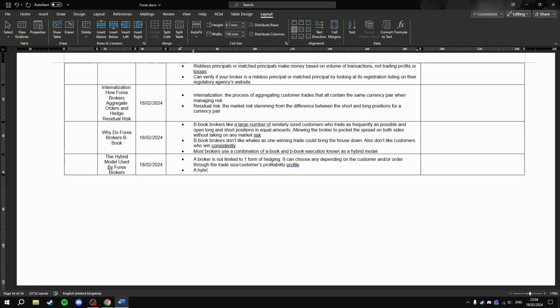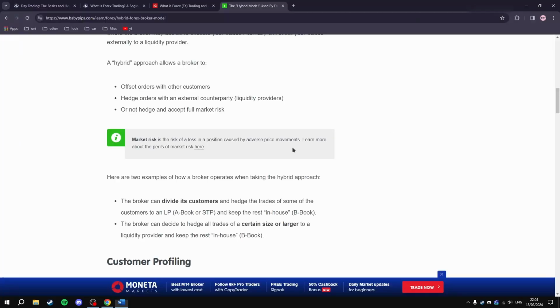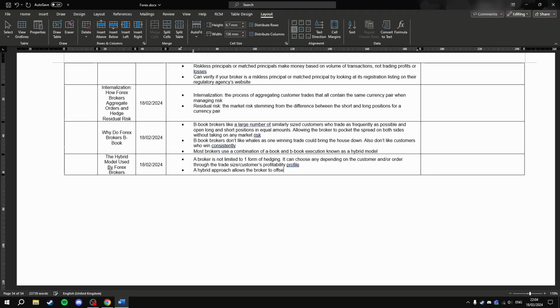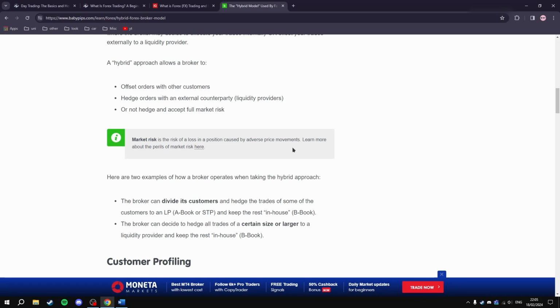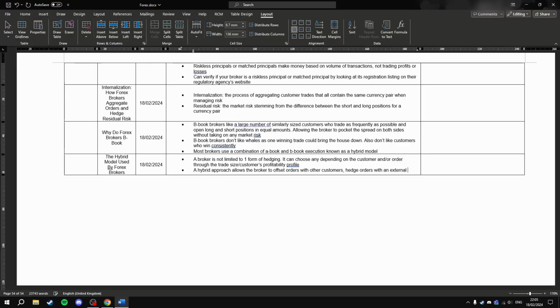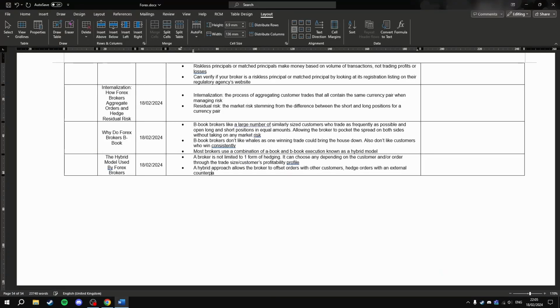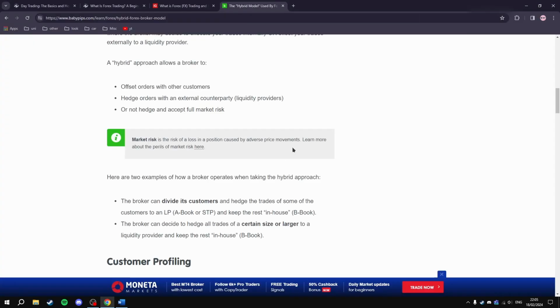So, a hybrid approach allows the broker to offset orders with other customers, hedge orders with an external counterparty, or not hedge and accept the full market risk.